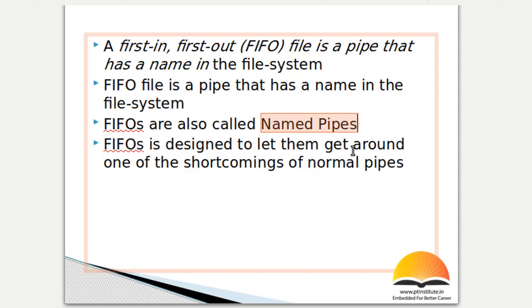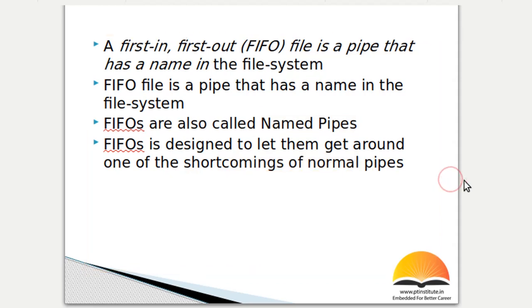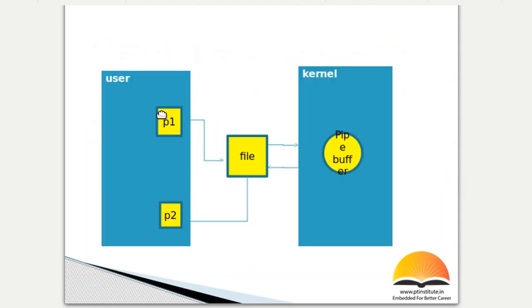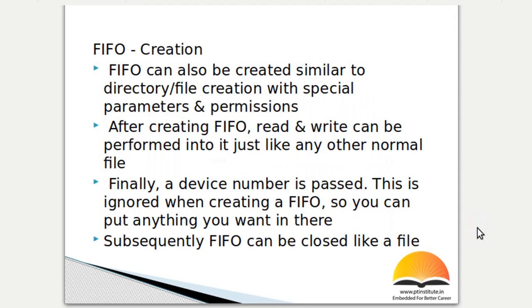FIFO is designed for communication between multiple processes, and it solves the problem of the normal pipe. The problem with a normal pipe is that we can only communicate with related processes. Here, processes P1 and P2 want to communicate with each other, so they use a file, and we create this FIFO file, which is stored in the kernel.